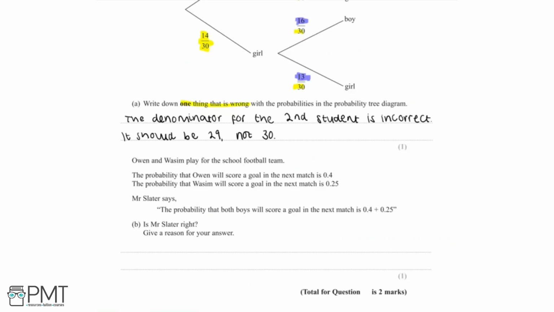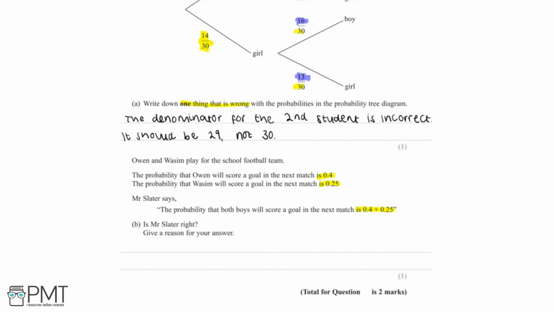In part B, we're told that Owen and Wasim play for the school football team, and the probability that Owen will score a goal in the next match is 0.4, and the probability that Wasim will score a goal in the next match is 0.25. Mr. Slater says the probability that both boys will score a goal in the next match is 0.4 plus 0.25, and now we need to answer whether or not Mr. Slater is correct.